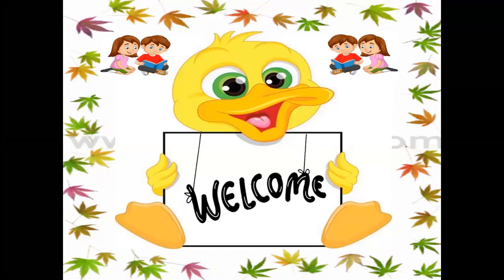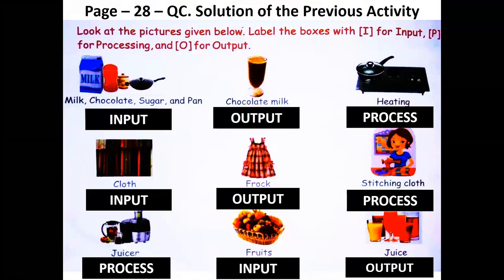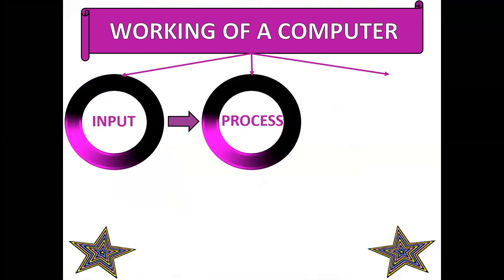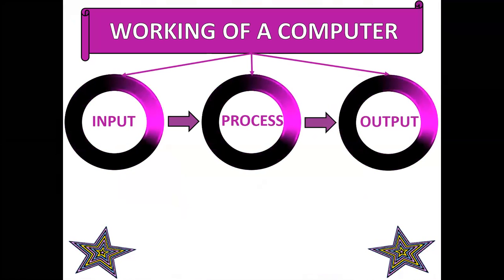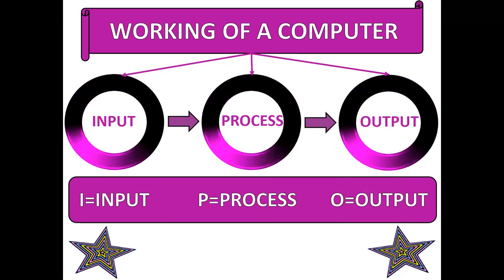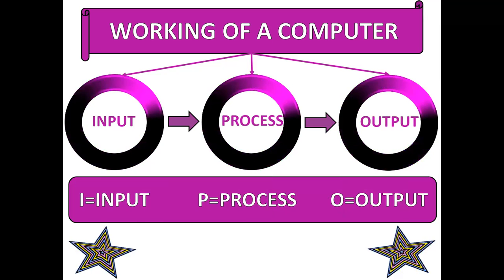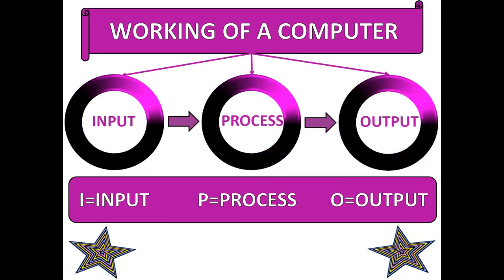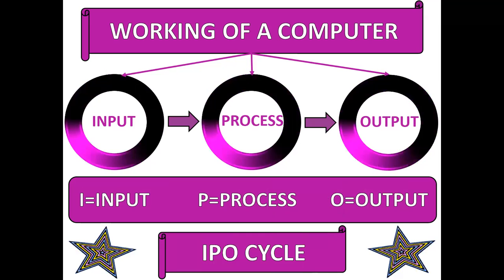Children, this is the solution of the fun activity given to you in the last video. We discussed the working of a computer in three basic steps, that is input, process, and output, where I is for input, P is for process, and O is for output. It is also known as the IPO cycle.